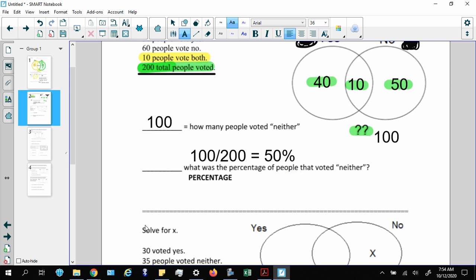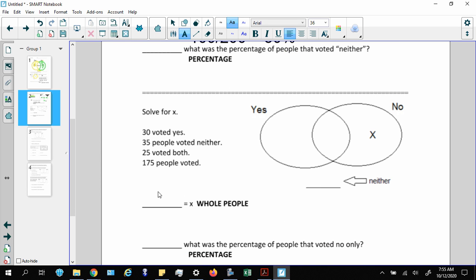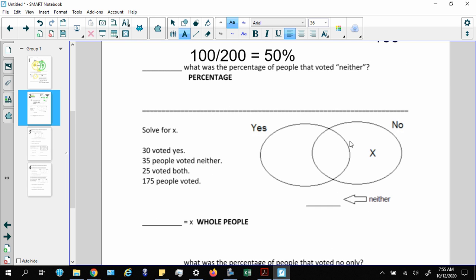All right, let's try one more. Same exact thing, except we're just looking for other things. It says 30 people voted yes. So now here's the question: 30. Does it go here? Does it go here? Does it go here? Or does it go here? It says 30 people voted yes. So it's not giving you anything but 30 people voted yes. That's it. So hopefully you said it goes on top.